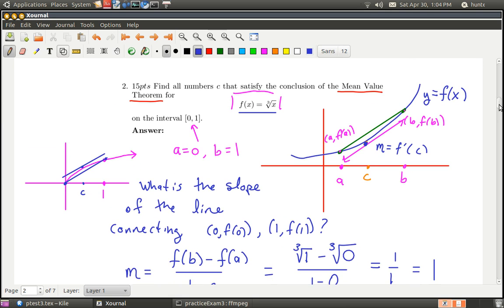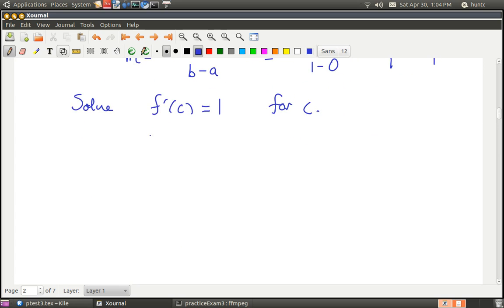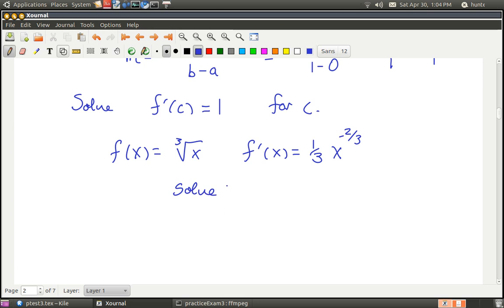All that we have to do now is figure out what f prime of x is. We have f of x equals the cube root of x, and so f prime of x is very easy: 1/3 x to the, and what happens when we take 1 away from 1/3? We get minus 2/3, right? Now we have to solve. I'm going to use x instead of c. We're so much more used to x. We have to solve 1/3 x to the negative 2/3 equals 1.